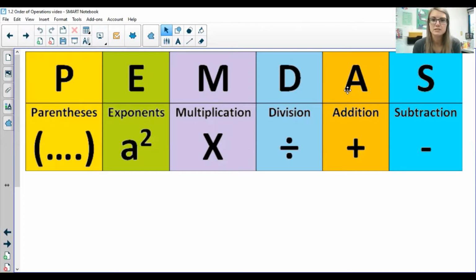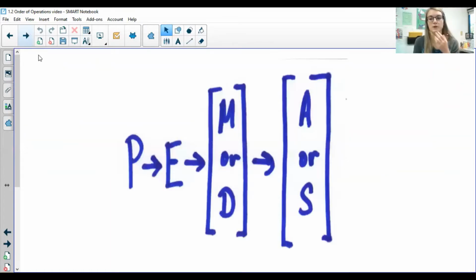You maybe learned about this in 5th grade, I'm not sure, but it starts with parentheses, exponents, multiply, divide, add, and subtract. PEMDAS is what some people call it. This is a good little chart here to kind of show you the order that they go in. But the chart that I like even better is this one right here, okay?